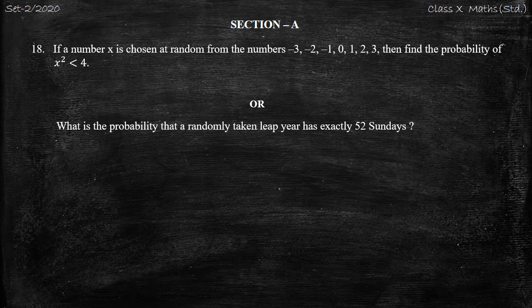Okay, next question, it also has a choice. If a number x is chosen at random from the numbers -3, -2, -1, 0, 1, 2, 3, then find the probability of x square less than 4. If we take -3 as x, x square cannot be less than 4. -2 also you cannot have, 2 and 3 also. So the remaining, -1, 0, 1, can satisfy the condition. So the favorable outcomes are 3 and possible outcomes are 7. So probability is 3 over 7.